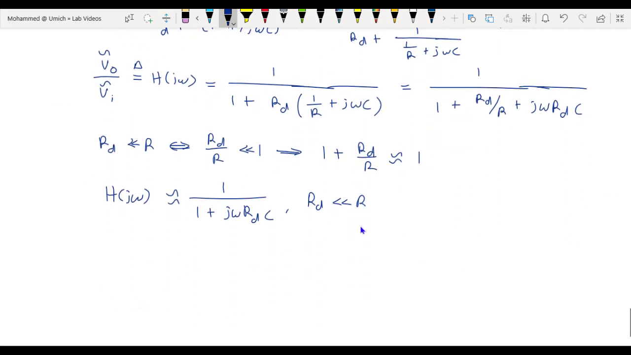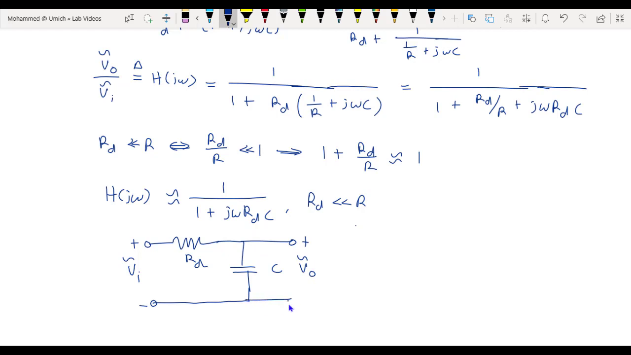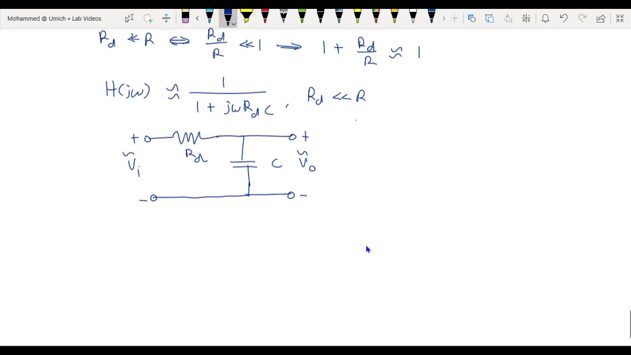And if I compute the frequency response function of the forward bias circuit without the resistor R, we have our input voltage phasor. We have our diode resistance R_D and just a capacitor, no resistor R. And then this is our output voltage phasor. So this is the phasor domain circuit.